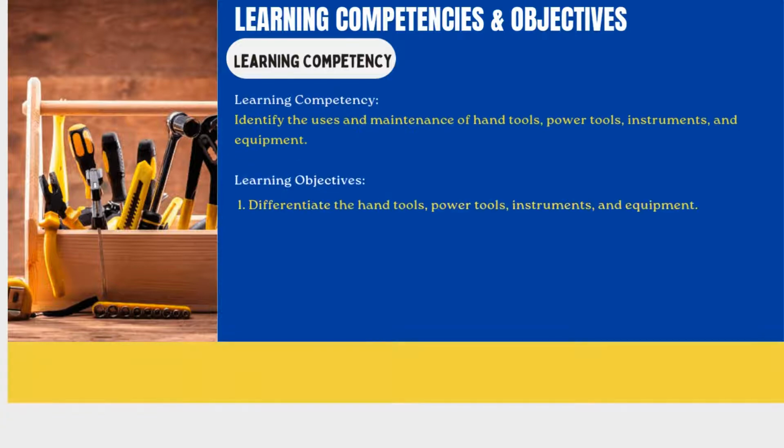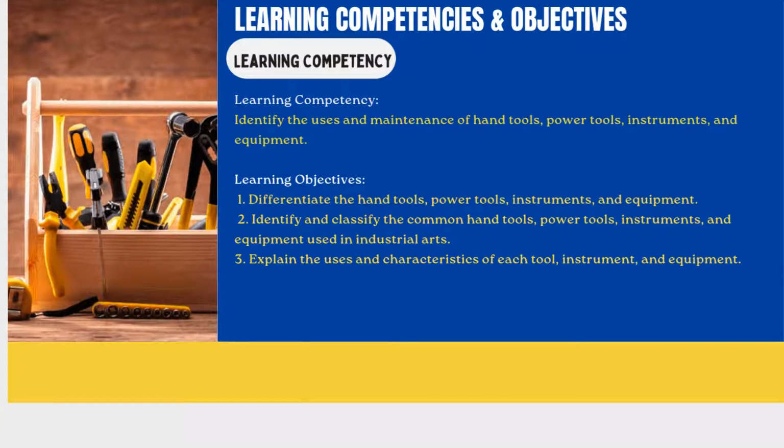Learning competencies and objectives. Learning competency: Identify the uses and maintenance of hand tools, power tools, instruments, and equipment. Learning objectives. 1. Differentiate the hand tools, power tools, instruments, and equipment. 2. Identify and classify the common hand tools, power tools, instruments, and equipment used in industrial arts. 3. Explain the uses and characteristics of each tool, instrument, and equipment.